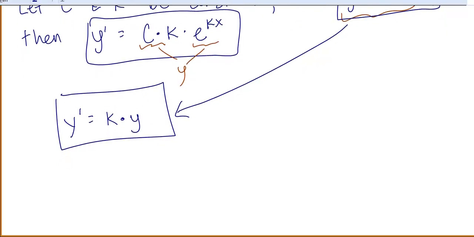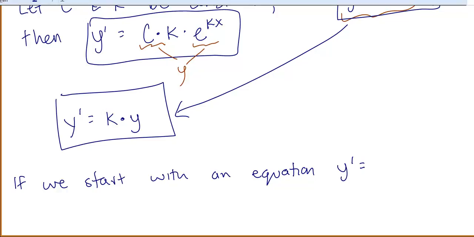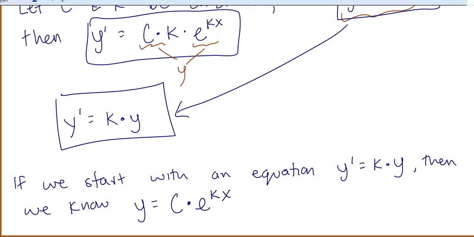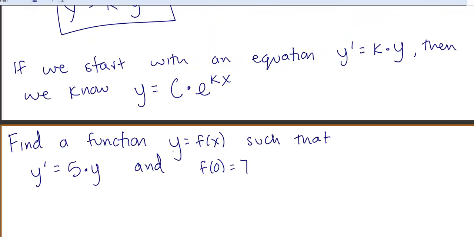So what we do is we say, now if we start with an equation where y prime equals some constant times y, then we know that y is going to equal some constant, which might not have been in the original problem, times e to the kx. So we did all this, we noticed all these patterns so that we can work backwards.